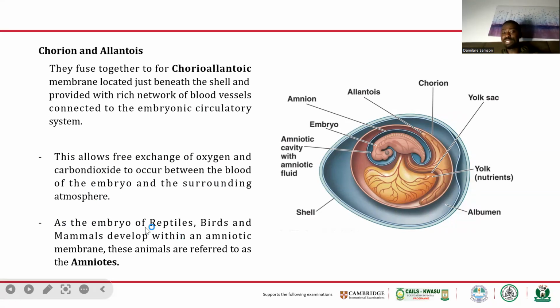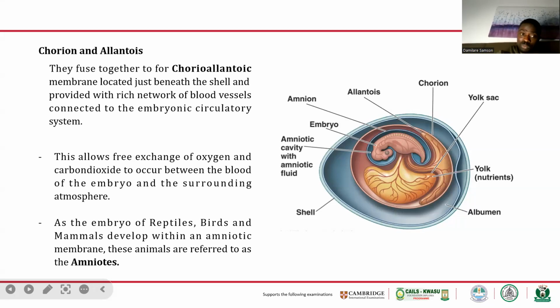And as the embryo of reptiles, birds, and mammals develop within an amniotic membrane, these animals are referred to as amniotes. Amniotes, which is from the word amniotic. So animals that develop within an amniotic membrane are referred to as amniotes.